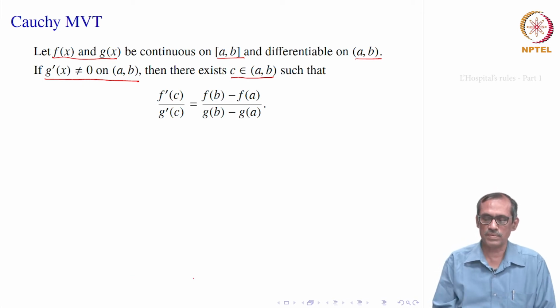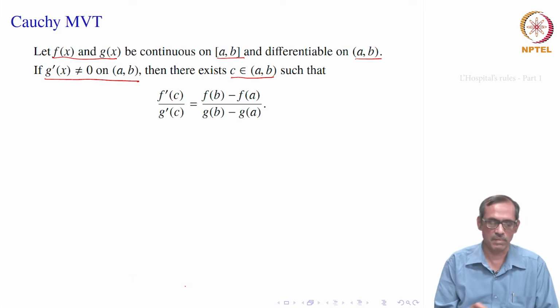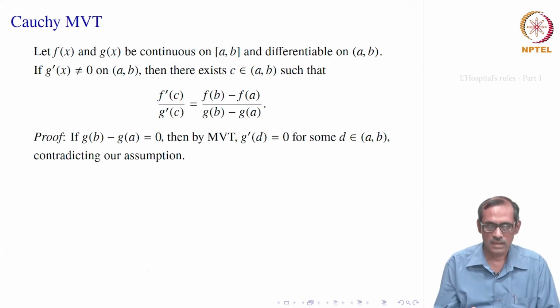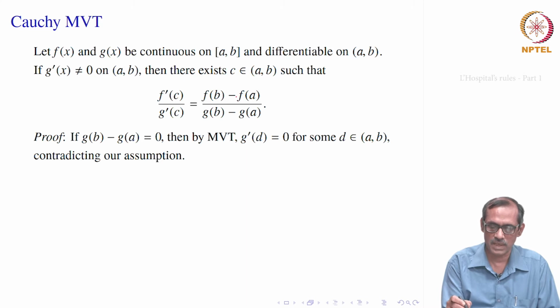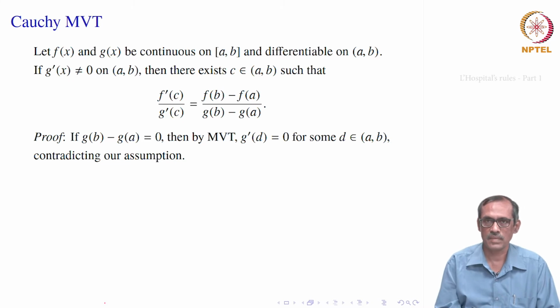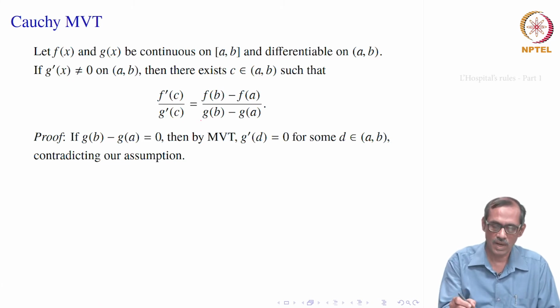So, first we will prove this generalization, the Cauchy mean value theorem. The proof is simple. First thing is, observe that we are writing g(b) - g(a) in the denominator. So, it should not be 0, but we have not assumed that anywhere. Well, we have not assumed it because it can be derived from the conditions given.